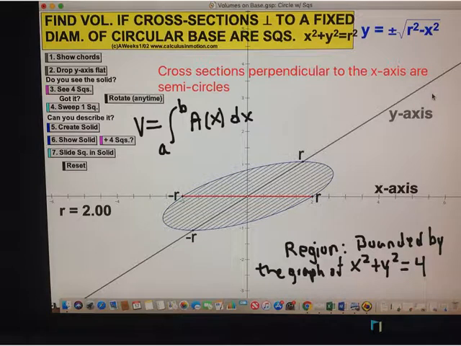So this is in continuation to the previous lesson video. In the previous lesson video, we looked at the region bounded by the graph of x squared plus y squared is equal to 4, which is a circle centered at the origin with a radius of 2 units. And we wanted to build a solid on top of this region. This region is in the xy plane.